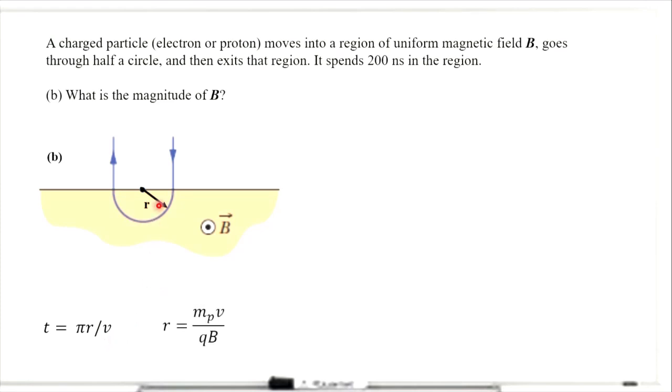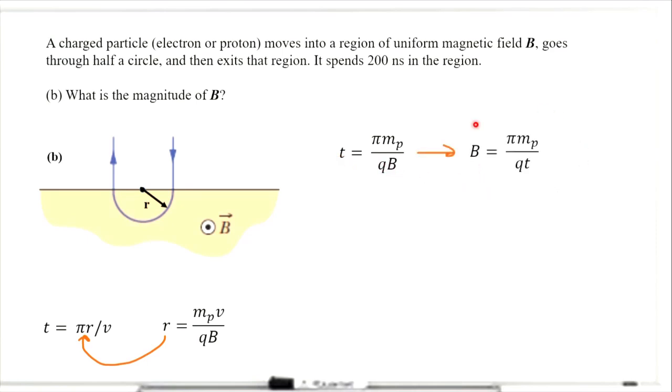For the radius of the circle, we have the following equation, which is given in the textbook, and we use this equation to replace r here with this r. As a result, we have the following formula for the time which the particle spends in the magnetic field. You see, we need to know the mass of the proton, which is given, the charge of the proton, which is also given in the book, and the magnetic field B, or vice versa. If we know t, we can find B.